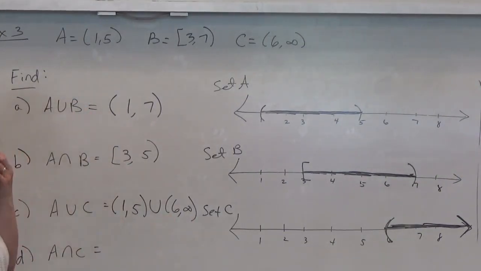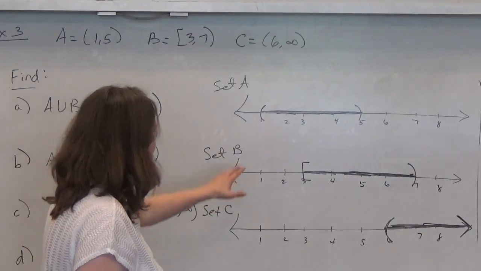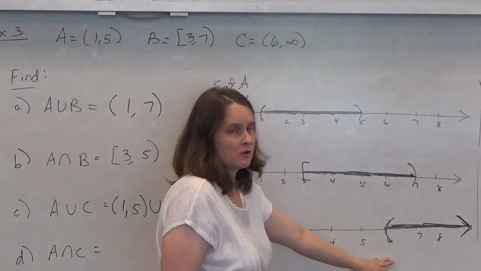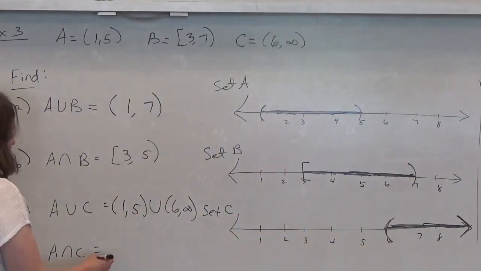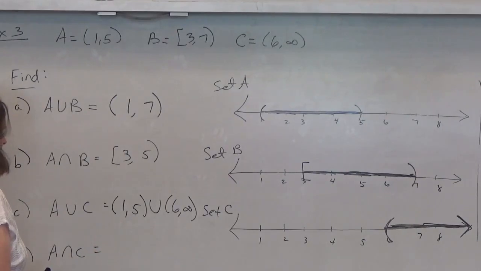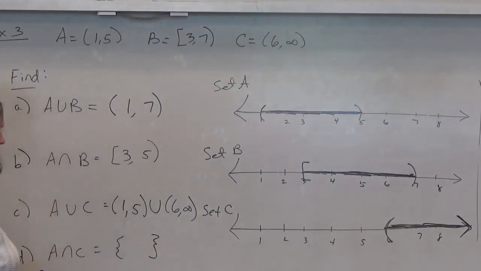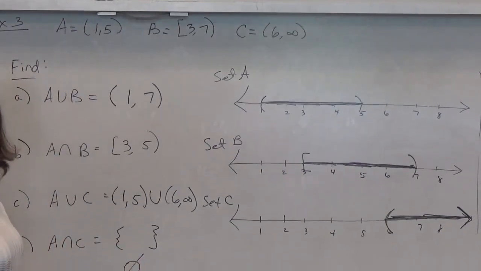And then for part D, when we do A intersects C, intersection means that we're looking for where they overlap. All right, well, set A only goes up to 5, and then set C begins at 6, so they never overlap. They never touch at all. So A intersects C is going to be the empty set. For empty set, you could write set notation with nothing inside, or you could do a circle with a slash through it like that, either way.